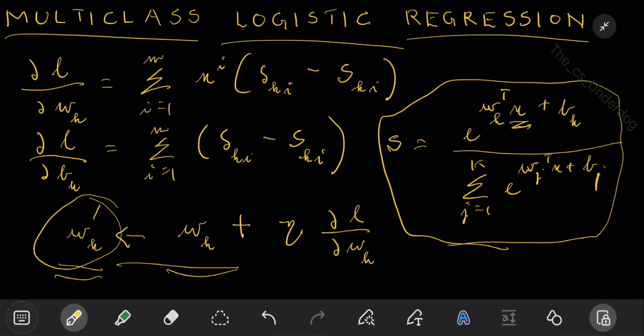If you know X, you know WK, you know BK, you know Wj, Bj, X as well. So if you know all these, you can find the value of softmax, and whichever class has the highest softmax value, that is the class to which you want to assign this input value. So this is how you do multi-class classification using the softmax function, that is logistic regression.